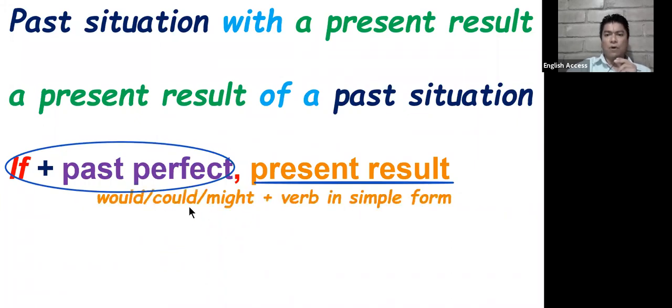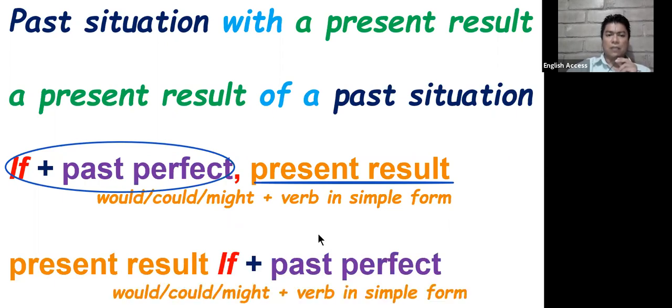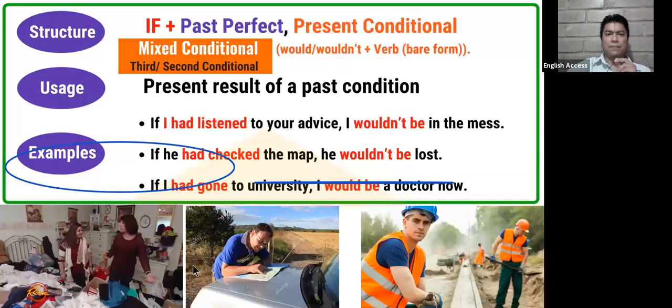That would be modal plus verb in simple form. That is the present result. And we can change the order of the sentences. We can say present result if past perfect, which would be the modal verbs with the verb in simple form plus past perfect. Let's take a look at some examples.